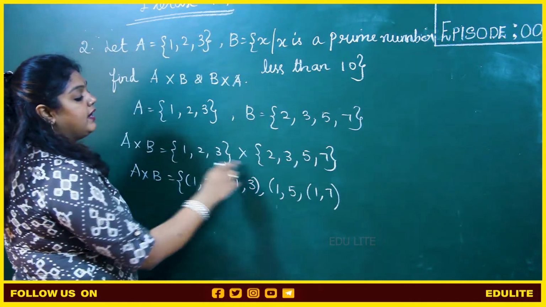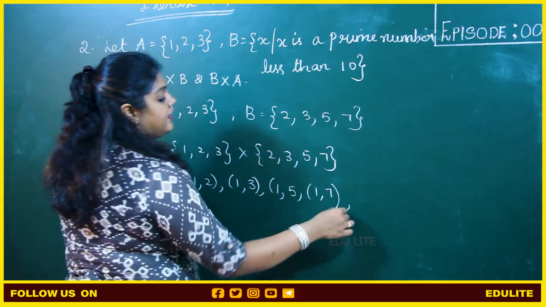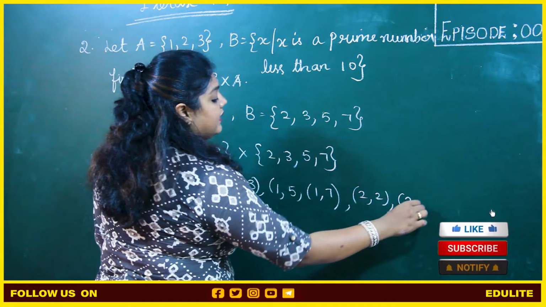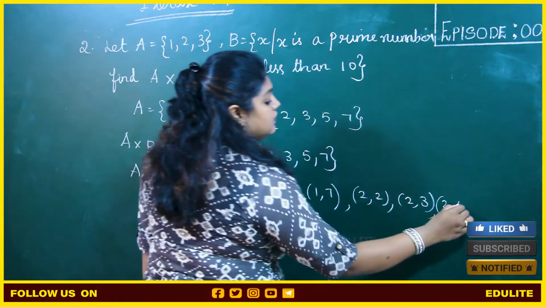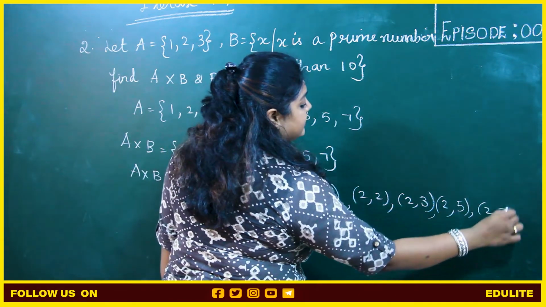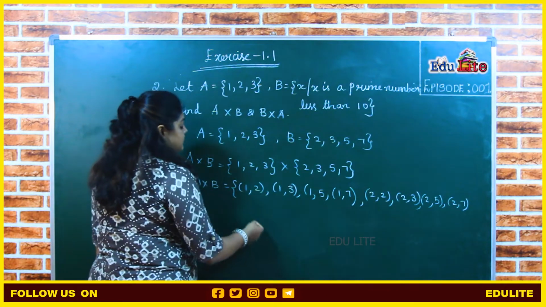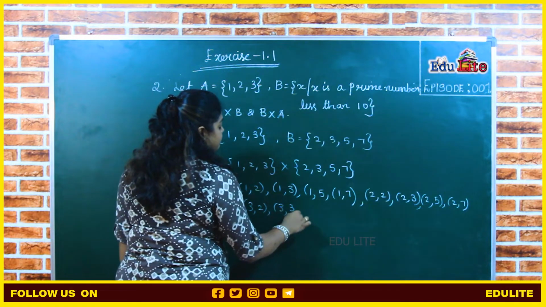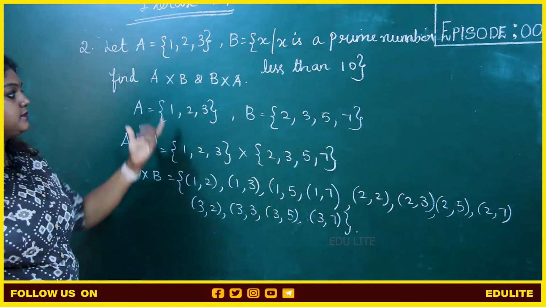So we took 1 and paired it with all the elements in B. Next we will take 2 and pair it with all the elements in B: (2, 2), (2, 3), (2, 5) and (2, 7). Similarly, we will take the element 3 from set A and pair it with all the elements from set B: (3, 2), (3, 3), (3, 5), (3, 7). So we found A cross B for this set.